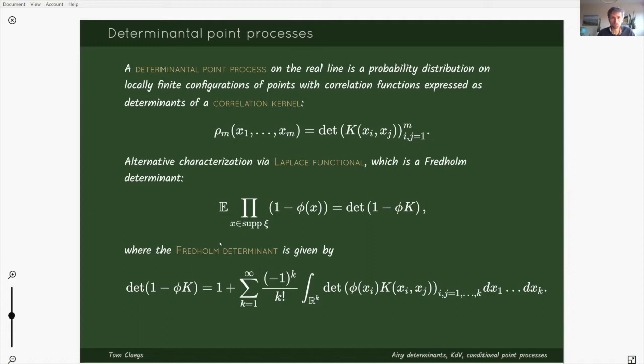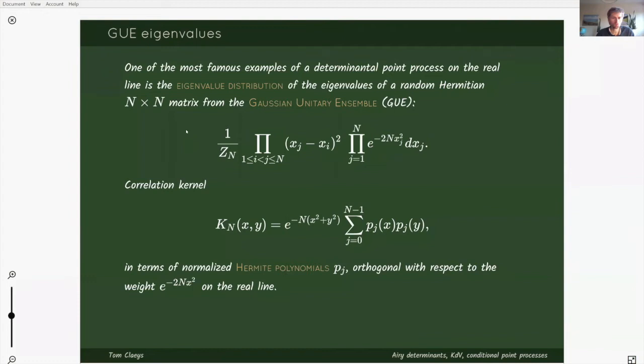One of the most well-known examples of a determinantal point process on the real line is the eigenvalue distribution of many random matrix ensembles. I will consider here the Gaussian unitary ensemble. It's a square n by n Hermitian matrix with entries that are, up to the Hermitian symmetry, independent Gaussian random variables. The eigenvalue distribution in this ensemble is given by this formula. You have this Vandermonde determinant squared, and you have the product of the Gaussian weight function. I normalized it here in a certain way, but that's not so important.